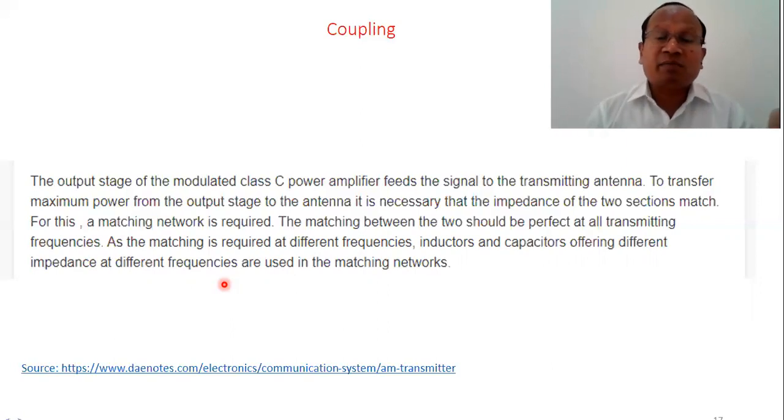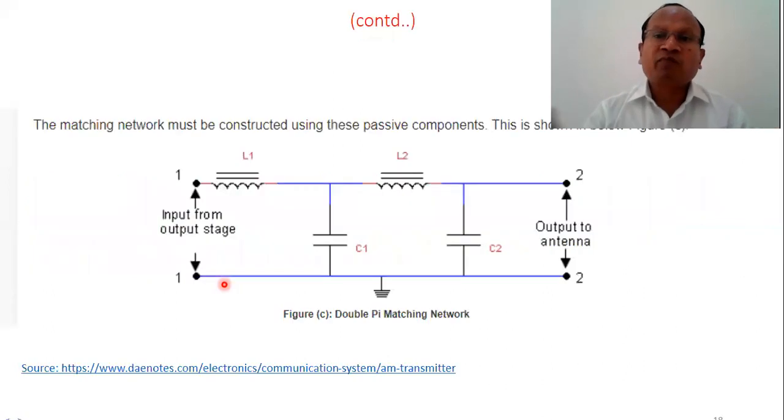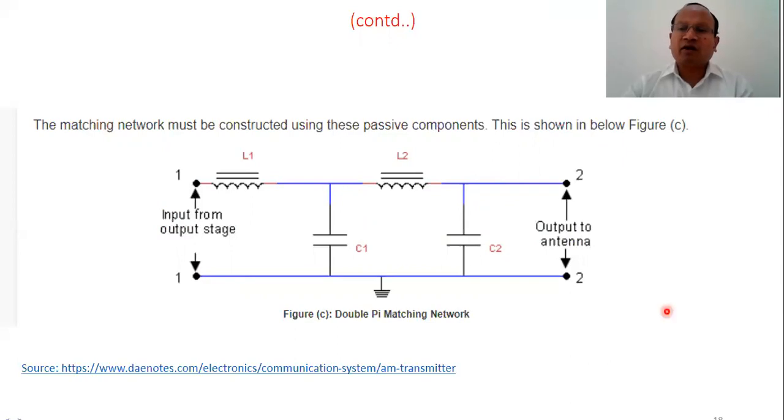It must comprise inductors and capacitors, because we know that the frequency depends on the values of capacitance and inductance, and when we change inductance and capacitance, the impedance can also change. And therefore, this is the circuit of the matcher. You can find this is the input which is coming from the output stage of the class C power amplifier, and this is the output, and that goes to the antenna, right?